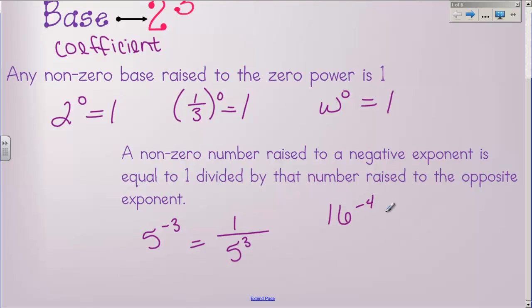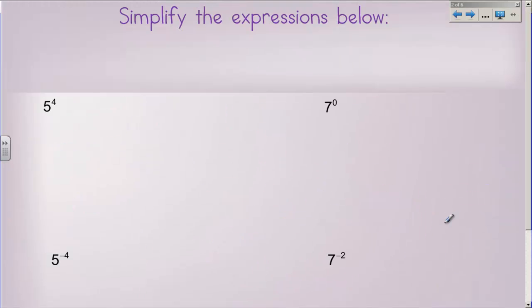16 to the negative 4 power is the same thing as 1 over 16 to the 4th power. So it just moves to the denominator. When it moves into the denominator, the exponent becomes positive. Again, the why for this we'll talk about when we get to division of exponents, but for now, know that that rule stands true. So let's do some simplifying of some expressions.